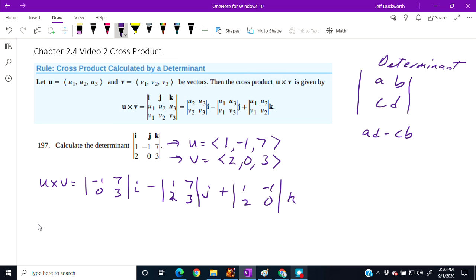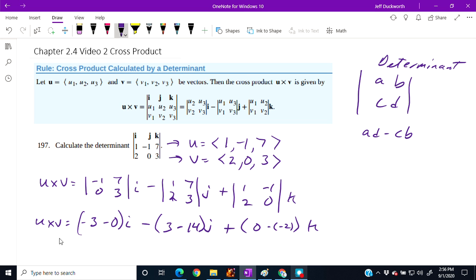All right, so we will continue. We get -1 times 3 is -3. And we're subtracting 0 times 7, which is 0, and all of that's going to multiply by I. We're subtracting this here, so it's 1 times 3, which is 3, minus 2 times 7, which is 14. And 1 times 0 is 0, minus a -2, which means it's going to be plus 2. We'll fix that in a second.